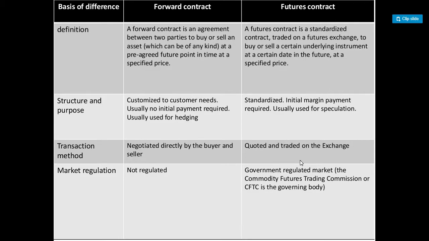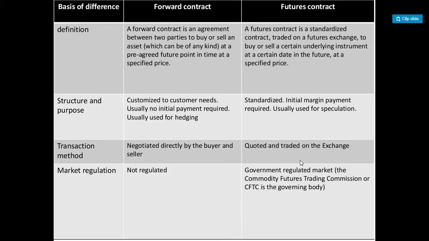Here similar terminologies will be there: long position, short position and all. But in a forward contract, a lot of risk will be there because only two parties are involved. In a futures contract, the standardized contract is there, so the risk will be very less.